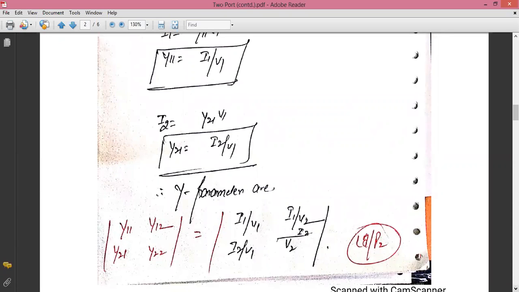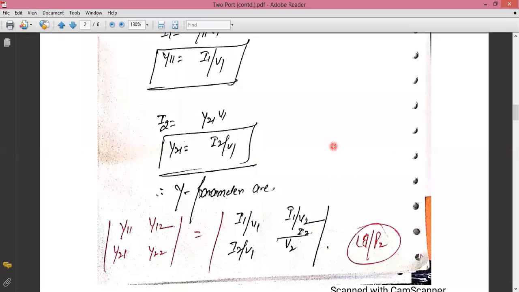Clear? Anybody having any doubt related to the Y parameter, he or she can tell me, or otherwise I will continue. Shall I continue, or anybody having any doubt? Yes, sir, continue. Okay, fine, beta.